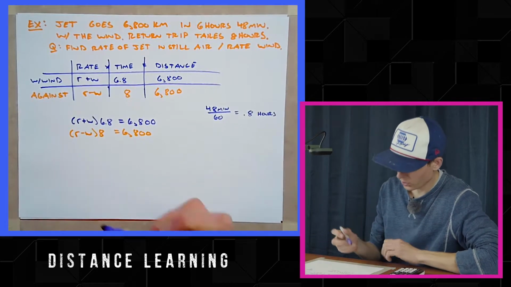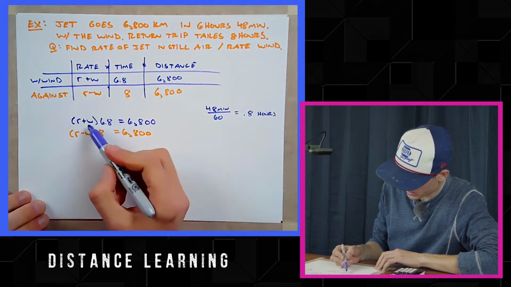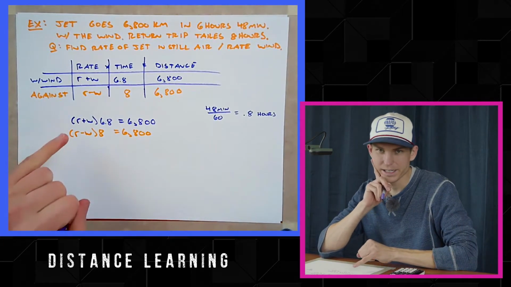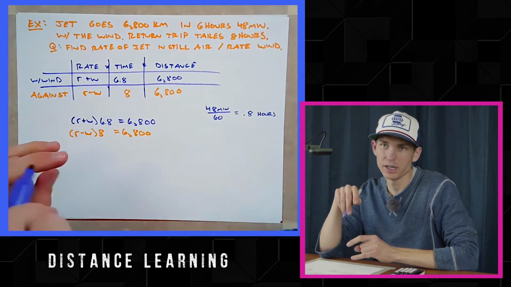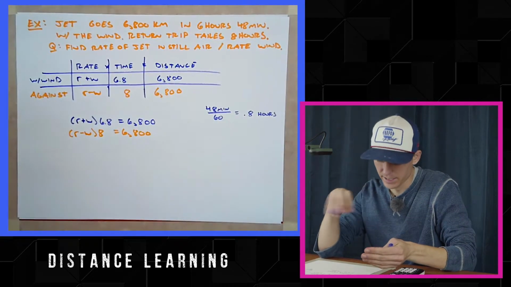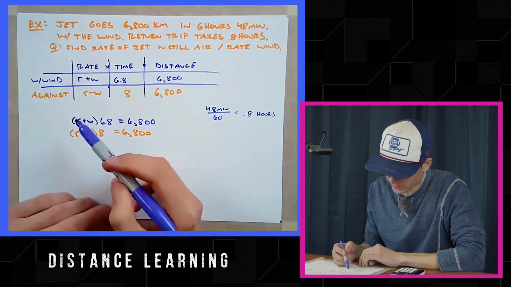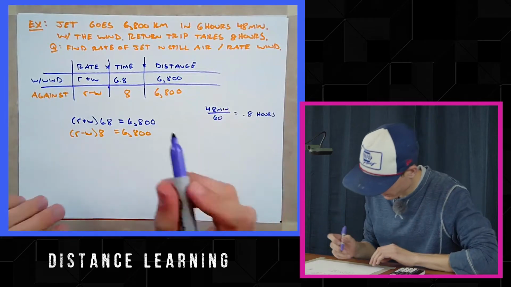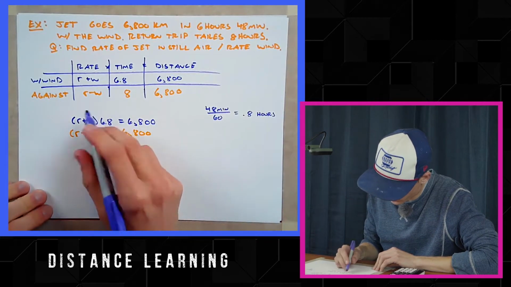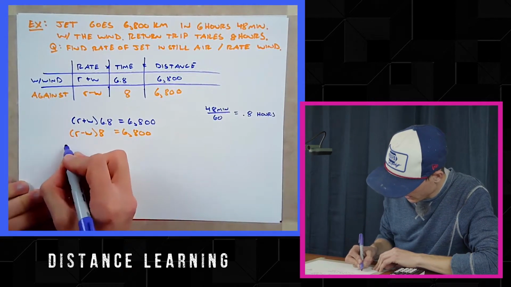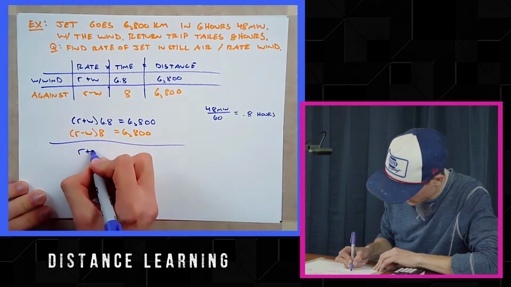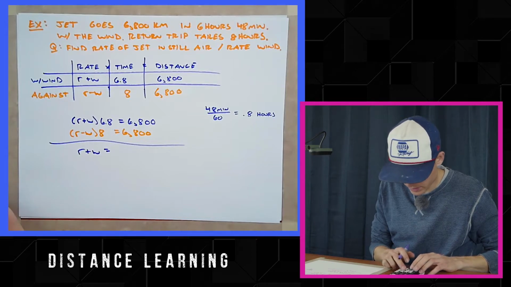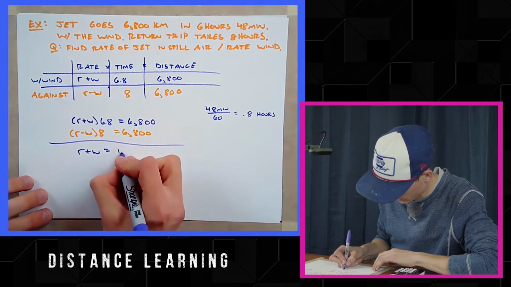All right, normally you would distribute the 6.8 to the R and W. However, then we get decimals. Then you want to get rid of the decimal and you'd have to multiply things to cancel them. So if you see, we already have a plus W and minus W. That's on the right track. So instead of distributing, if I just divided, I would have R plus W equals 6,800 divided by 6.8, which is 1,000.